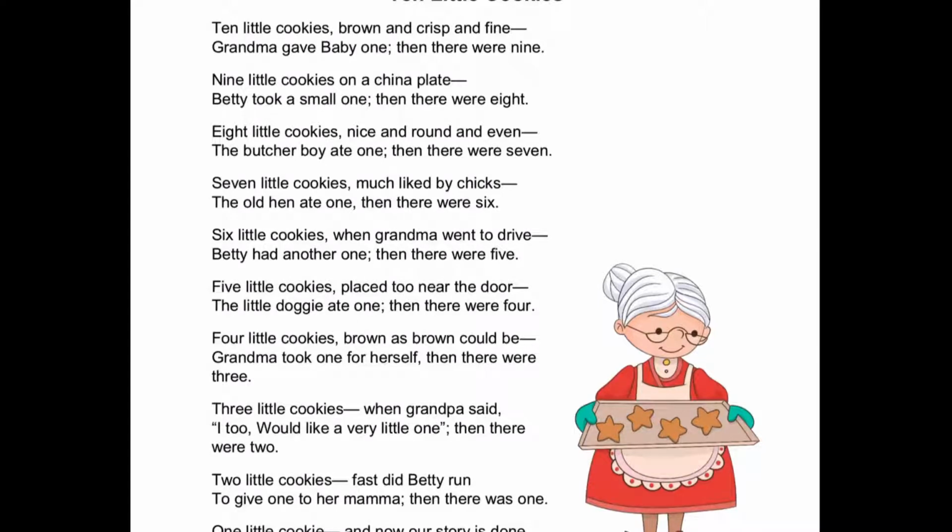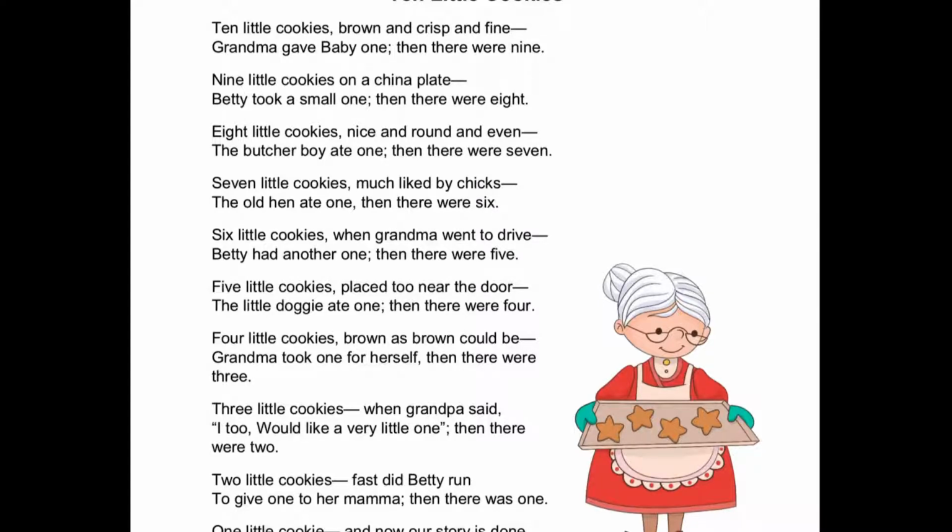10 little cookies, brown and crisp and fine. Grandma gave baby one, then there were 9. 9 little cookies on a china plate. Betty took a small one, then there were 8. 8 little cookies, nice and round and even. The butcher boy ate one, then there were 7. 7 little cookies, much liked by chicks. The old hen ate one, then there were 6.